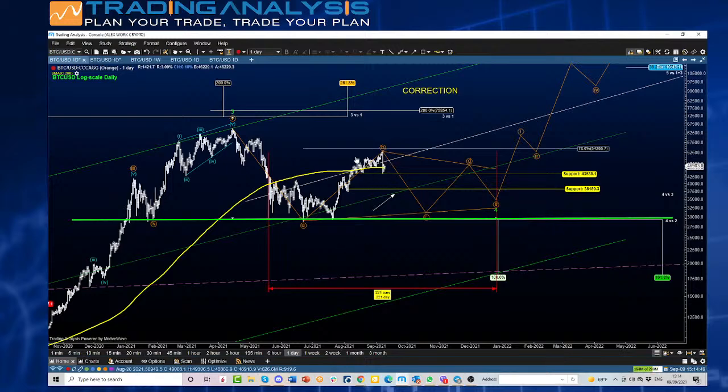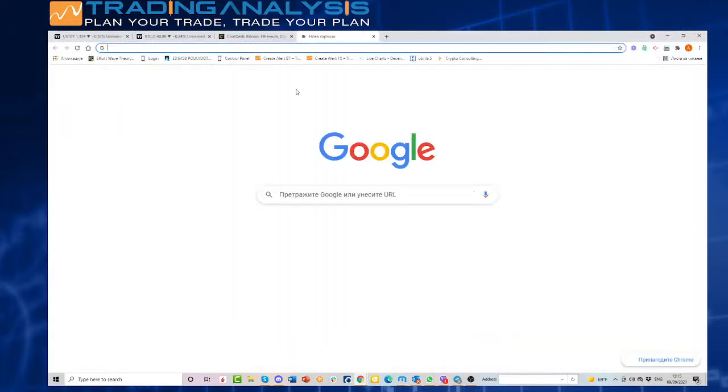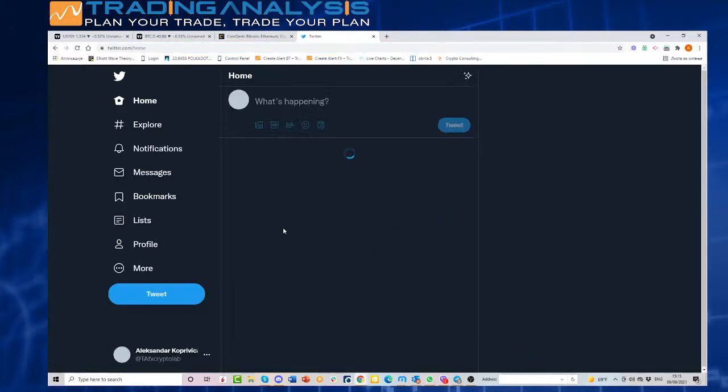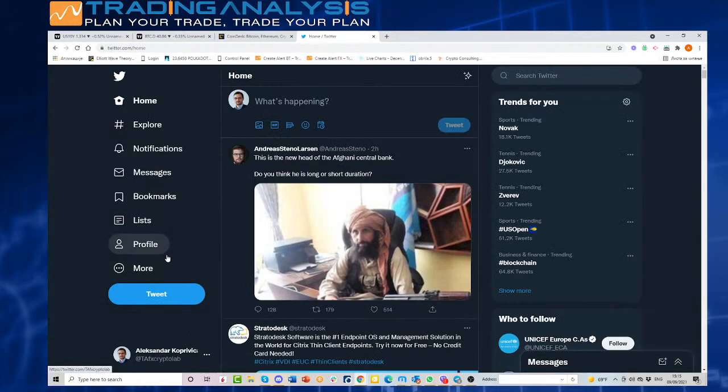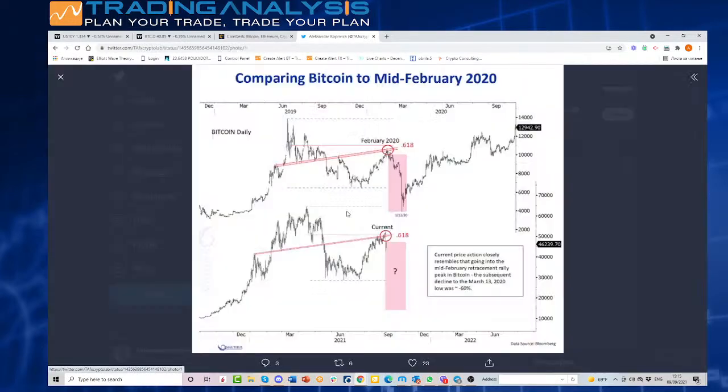So we will see. We are still capped within the sideways consolidation, moving down and moving up. As you might notice, we didn't cross this very crucial 78.6 Fibonacci retracement. And I published on my Twitter handle, I think yesterday, a chart done by Nautilus Research. From their perspective, they do this type of correlation chart and try to match different times. They do really great work.